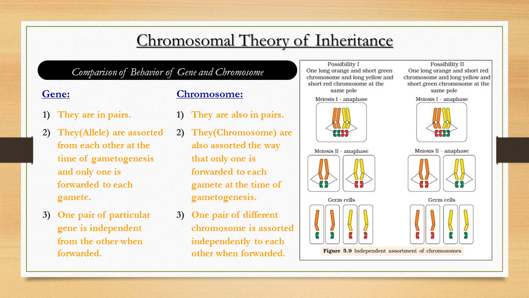So all the three major laws which have been denoted specifically by the Mendelian experiment are applicable equally to the theory of inheritance by chromosomes. So by chromosomes, all these rules are followed, right?